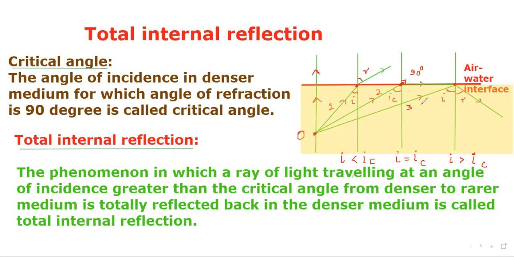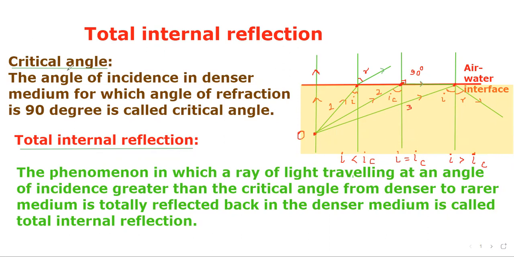Now, for the third ray, the angle of incidence is greater than the critical angle and the ray comes back in the same medium. So this type of phenomenon is called total internal reflection. Here, the angle of incidence is less than the critical angle. In this case, the angle of incidence is equal to the critical angle. And in this case, the angle of incidence is greater than the critical angle.